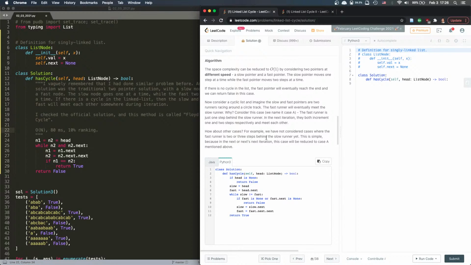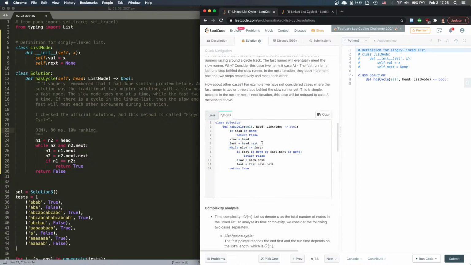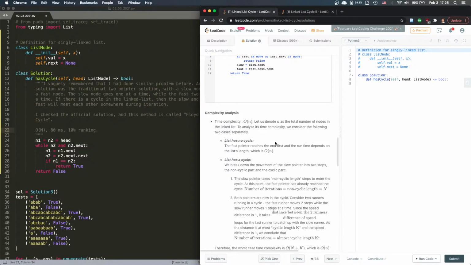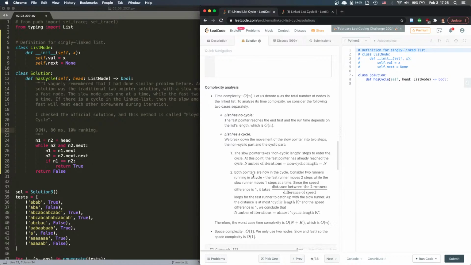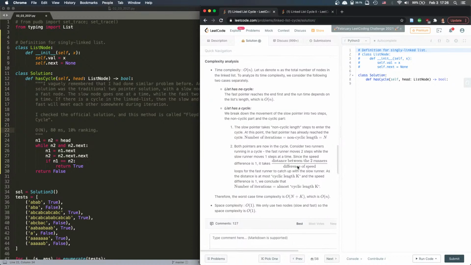The runner is 2 or 3 steps behind the slow runner yet. Because next, it gives you a case. Yeah, this is fine. List has no cycle. When the list has a cycle, we break down the movement of the slow pointer into two parts, the non-cyclic part and the cyclic part. Enter the cycle. At this point, the fast one has already reached the cycle. Non-cyclic length. Both pointers are now in the cycle.